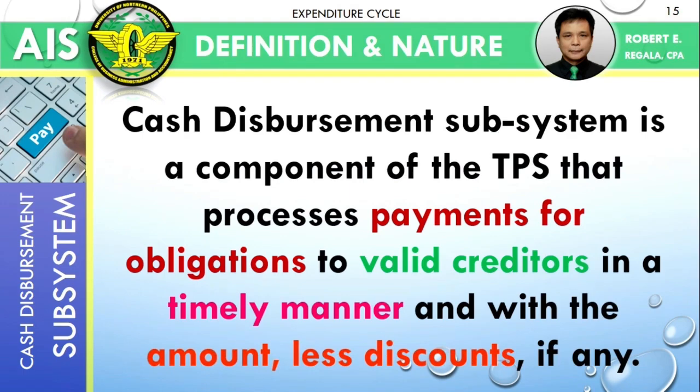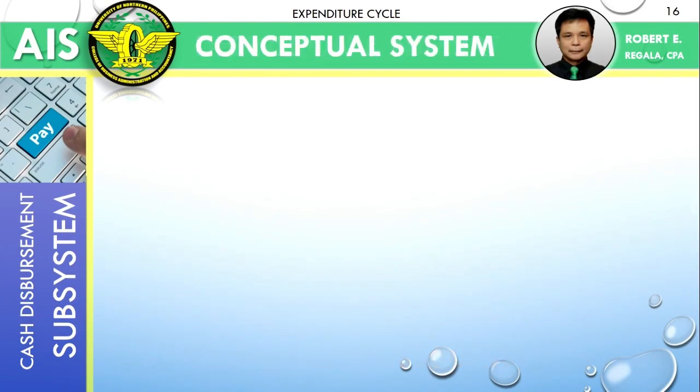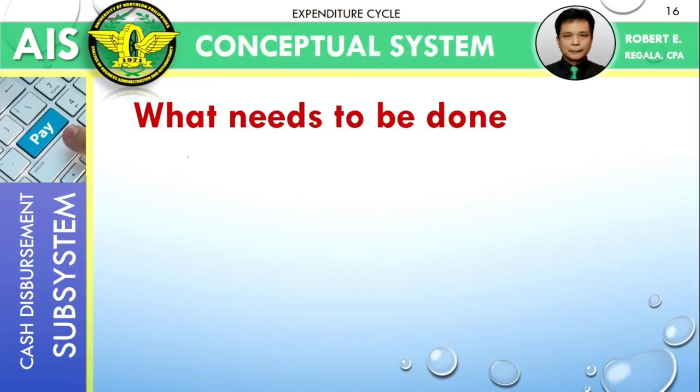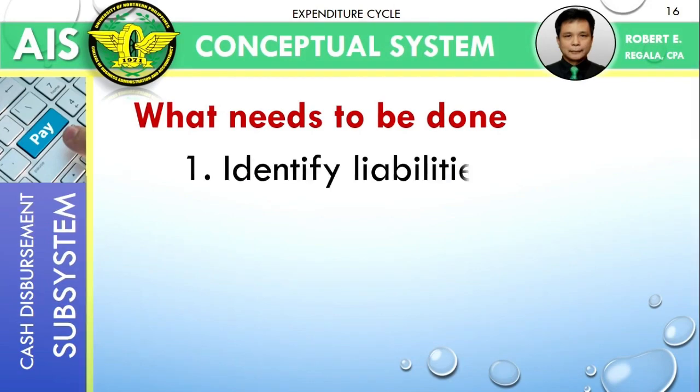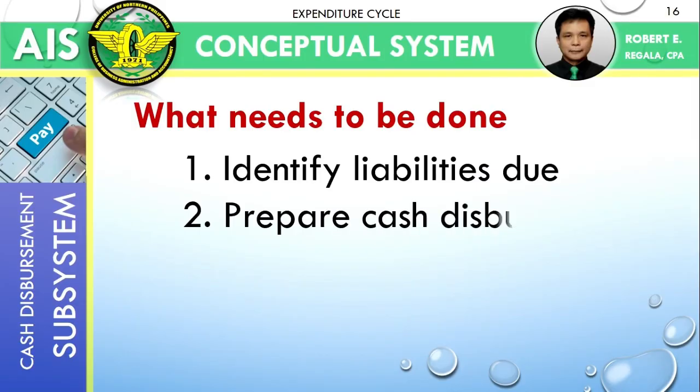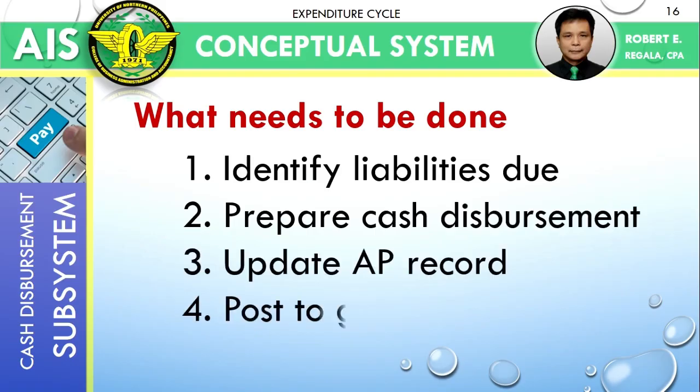If the system makes payments early, the firm forgoes interest income that it could have earned on the funds used to pay the creditors. If obligations are paid late, however, the firm will lose purchase discounts or may damage its credit standing. The following slide presents a data flow diagram conceptually depicting the information flows and key tasks of the cash disbursement subsystem, which are: 1. Identify liabilities due, 2. Prepare cash disbursement, 3. Update accounts payable record, and 4. Post to the general ledger.